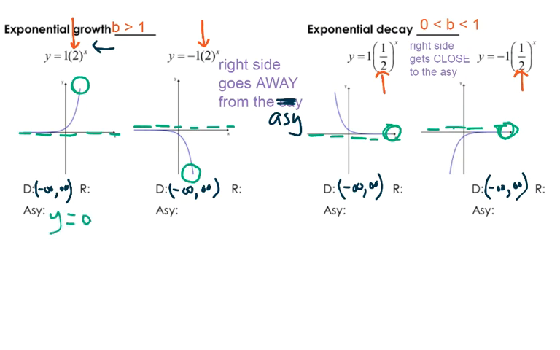The way that we're going to figure out what the asymptote is, you're going to look at your k value, the one that's been added on. And nothing's been added here, actually, to any of these. So the asymptote on all of these is y equals 0.